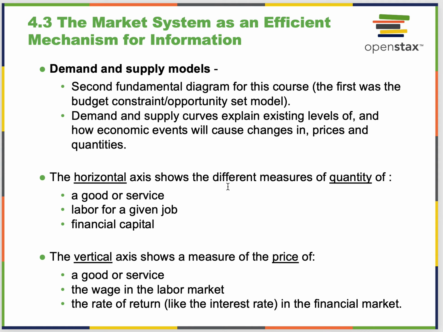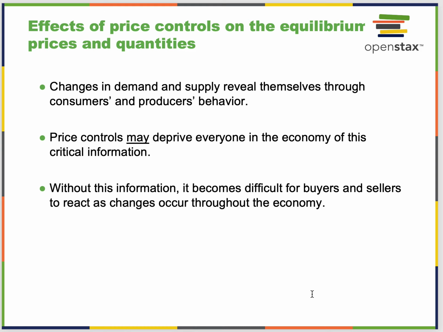The horizontal axis shows the different measures of quantity, whether it's a good or a service, labor for a given job, or now financial capital that we've looked at. The vertical axis always shows the price of a good or service, the wage in the labor market, or the rate of return, like the interest rate in financial markets. Changes in demand and supply reveal themselves through consumers' and producers' behavior.